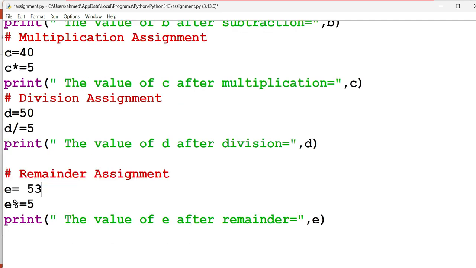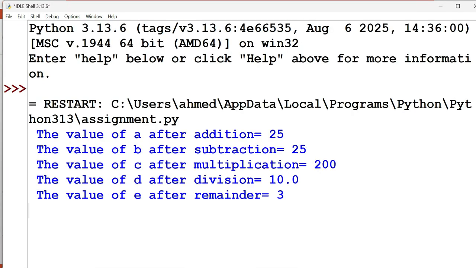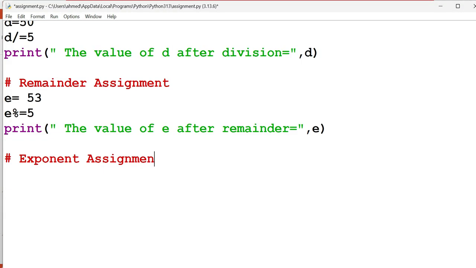You can see here I have taken the value equal to 53 because if I will take 50 or 55, so it will be completely divided by 5. This is multiple of 5. So I have taken 53. So when we will apply the remainder assignment, 5 10 times 50 and 3 will be the remainder. And you can see here 3 is the remainder. So the value of e after remainder is 3.